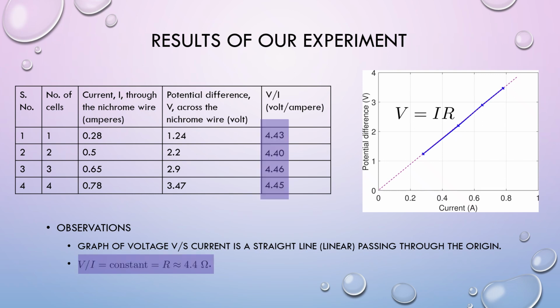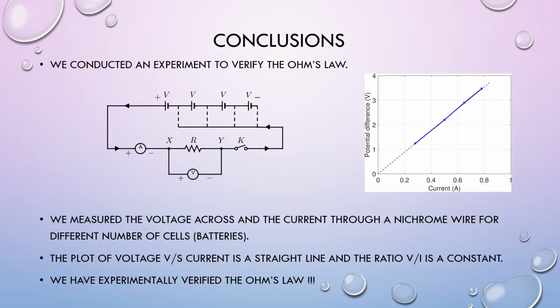Also, if we see here, the ratio of voltage to current is a constant which we have seen as the resistance of the wire that we have there. So in this case, we can see that the ratio is almost 4.4 and therefore the resistance of the considered wire is 4.4 ohms. So to conclude, in this experiment, we have verified Ohm's law.